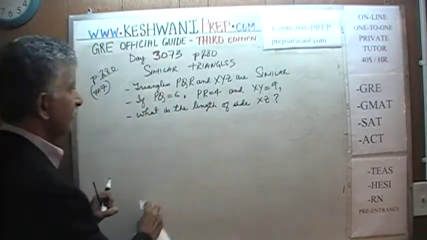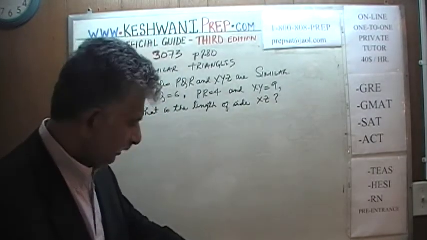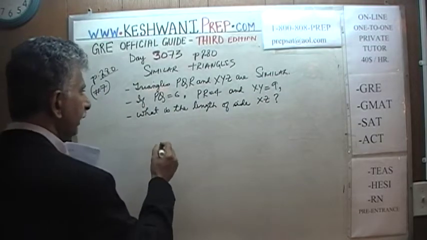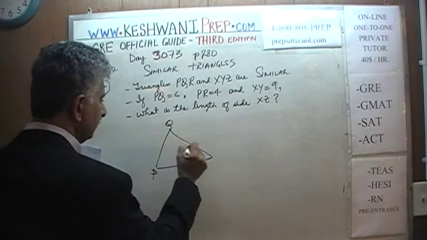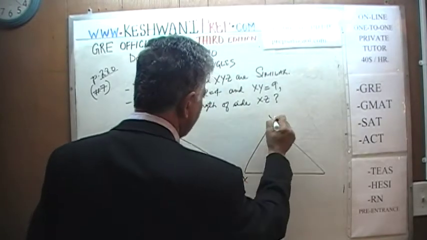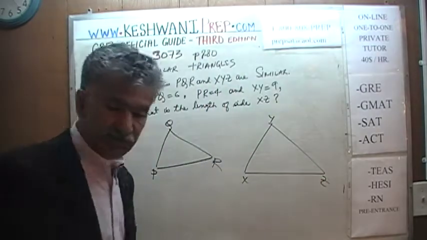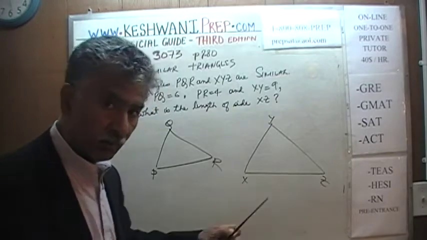Now that we understand it, it's very simple. So we have two triangles. Let's draw the two triangles, PQR and XYZ. They don't have to be drawn in a particular way. Having said that, you have to go in order. Listen very carefully. This is the part that's very important.